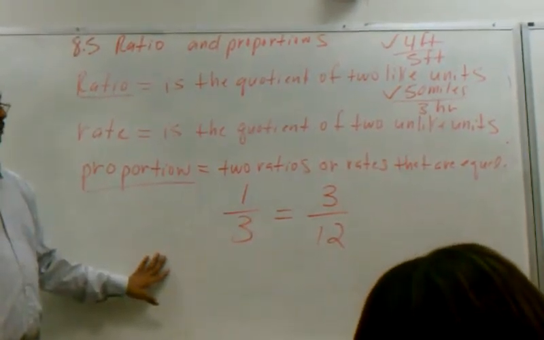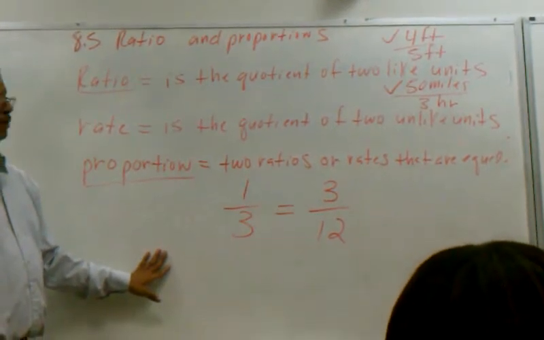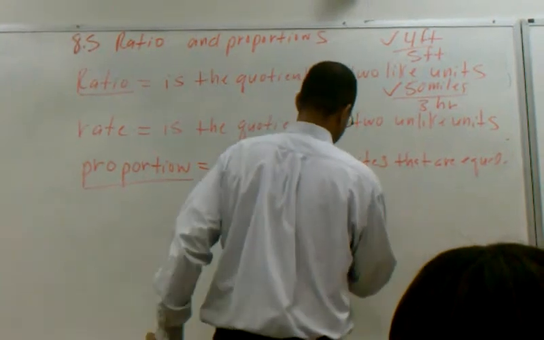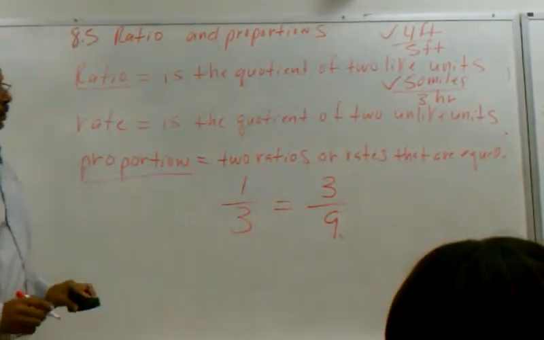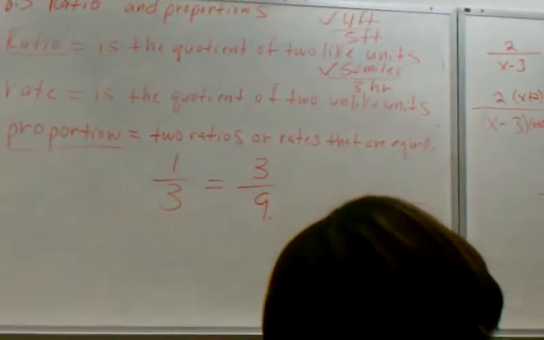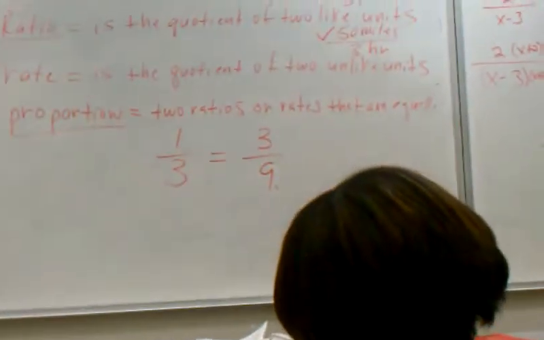Isn't that true? No, it's not. That's not true. It should be what? 9. Right. Now it's a true proportion. Okay, now let's move on, now that we know what rates and ratios are.